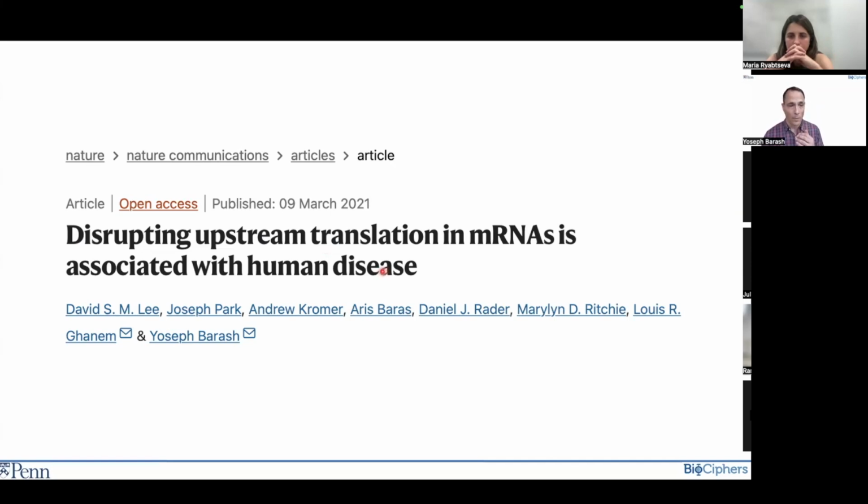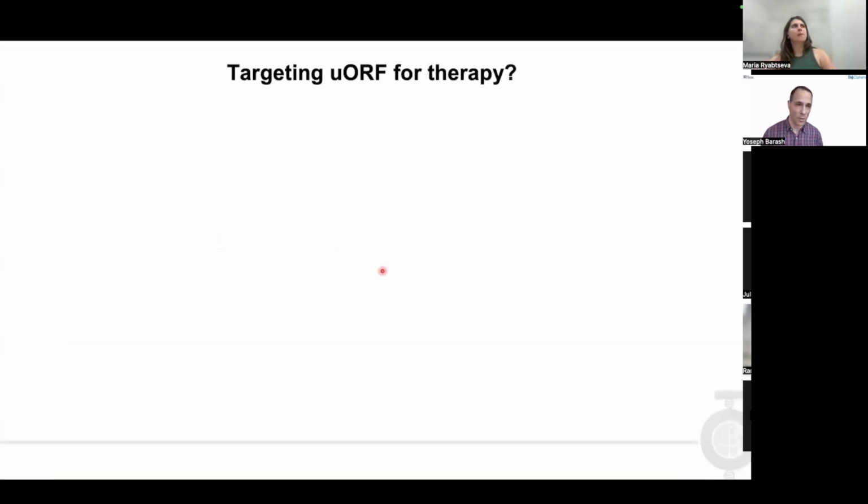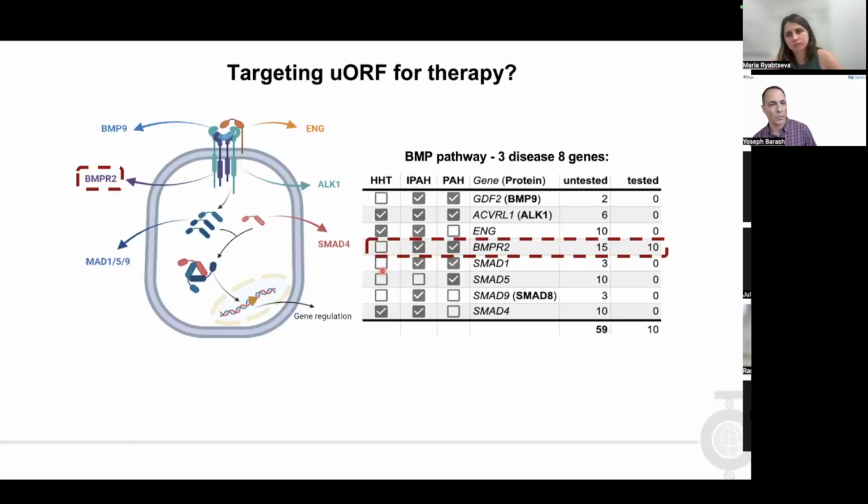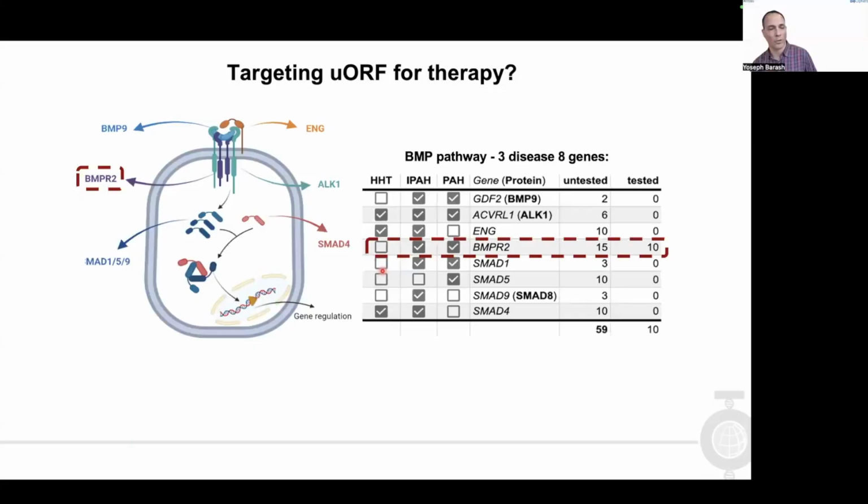Okay, so that paper led us down the route, and again, David was the one leading this originally, being an MD PhD with an eye on therapy, of asking: can we use this to potentially target for therapy? And we focused on the BMP pathway. I'm showing here a schematic of it on the left, and the list of genes that are associated with it, 8 genes, 3 different diseases.